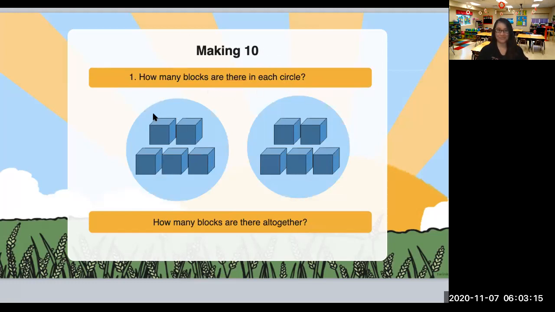Let's count them. 1, 2, 3, 4, 5. Good job. You're counting very well. How about the next circle? 1, 2, 3, 4, 5. Absolutely correct. You have 5 blocks in the first circle and another 5 blocks in the other circle. How many blocks are there all together?